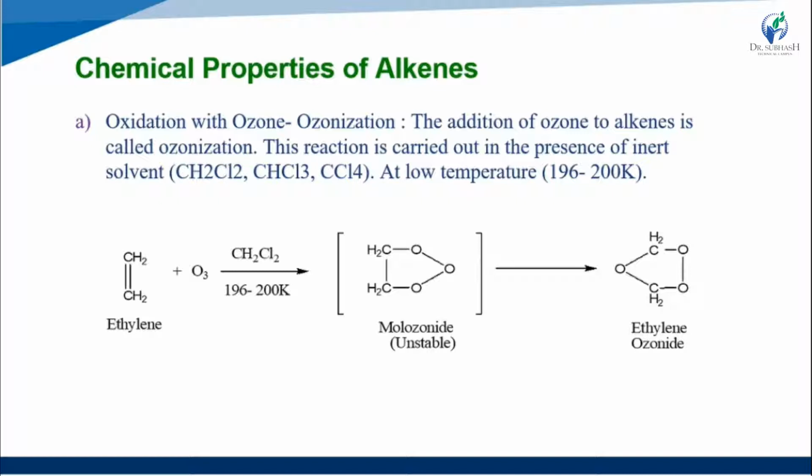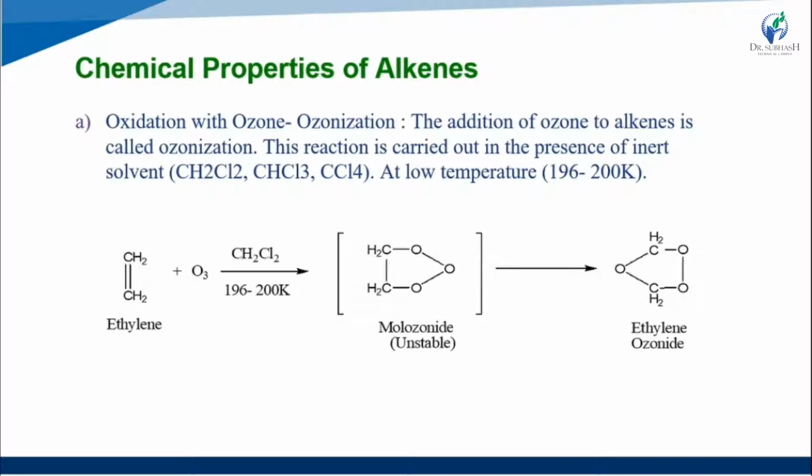In the ozonization process, the addition of ozone to alkenes is called ozonization. This reaction is carried out in the presence of an inert solvent like CH2Cl2, CHCl3, or CCl4, at a lower temperature, 196 to 200 Kelvin. So ethylene plus O3, that is ozone, and this process is the ozonization process.